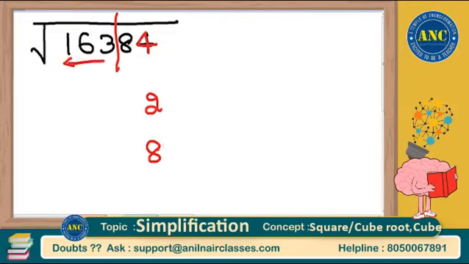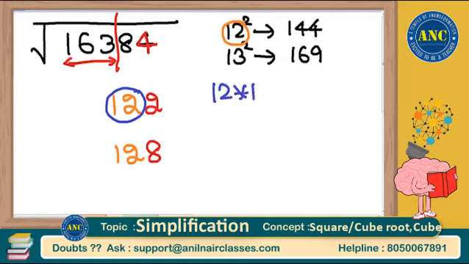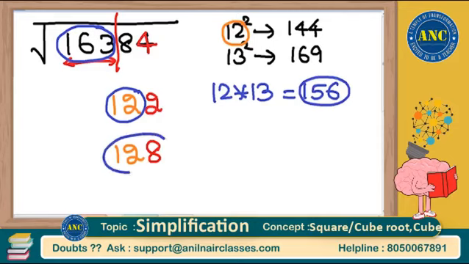Now see here. The next group of digits is 163. 163 lies between 12 square is 144 and 13 square is 169, right? Take the smaller number 12. So answer is either 122 or it is 128. Same logic again I will implement. This 12 I will multiply with next number 13. 12 into 13 is 156. This 163, is it greater than 156 or less than 156? It is greater. Answer will be the greater number. Simple way of solving, sir.